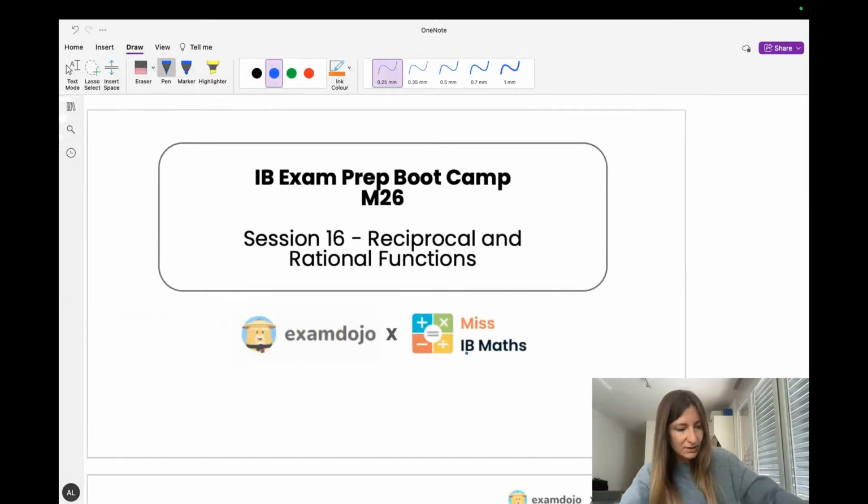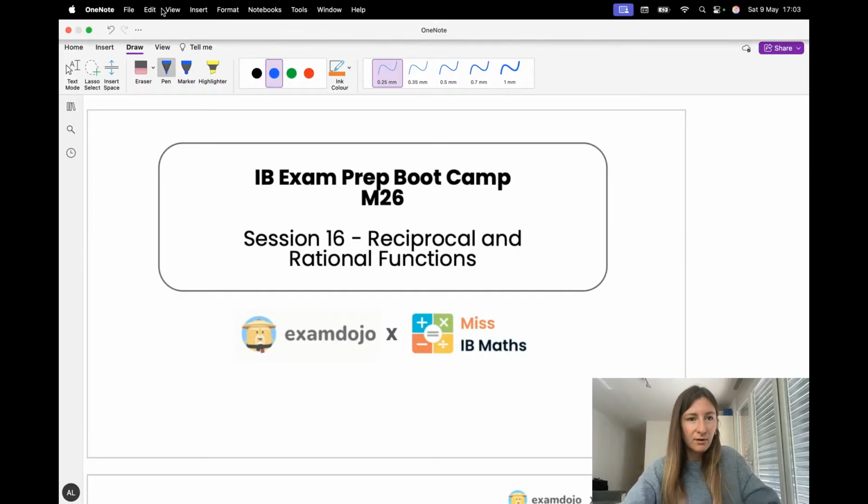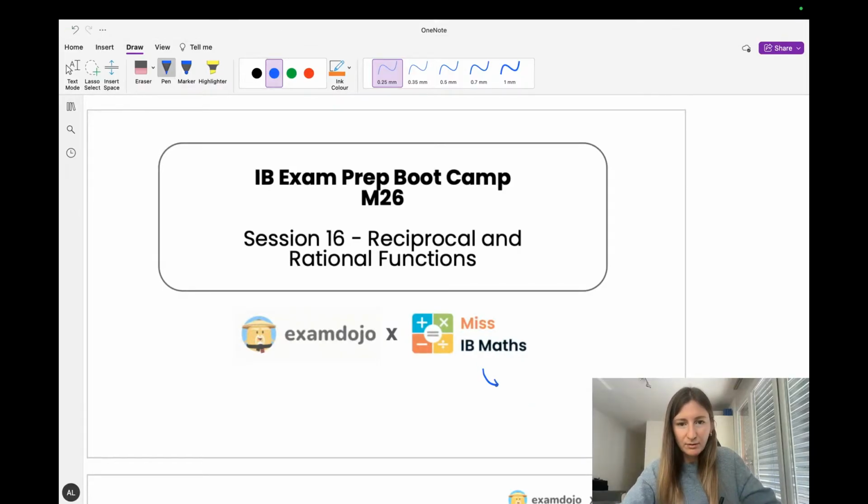And it should say session 16, reciprocal and rational functions. So welcome to this session. We're almost at the end of our boot camp. Only 2 more sessions to go after this.